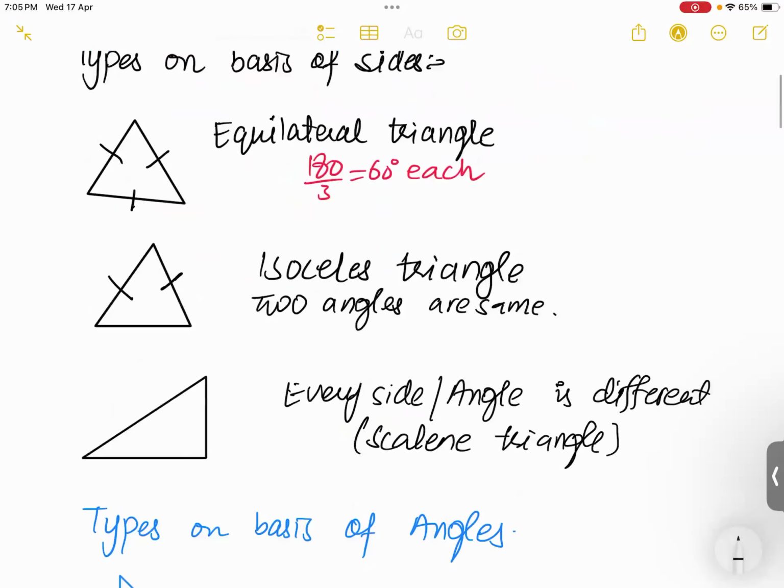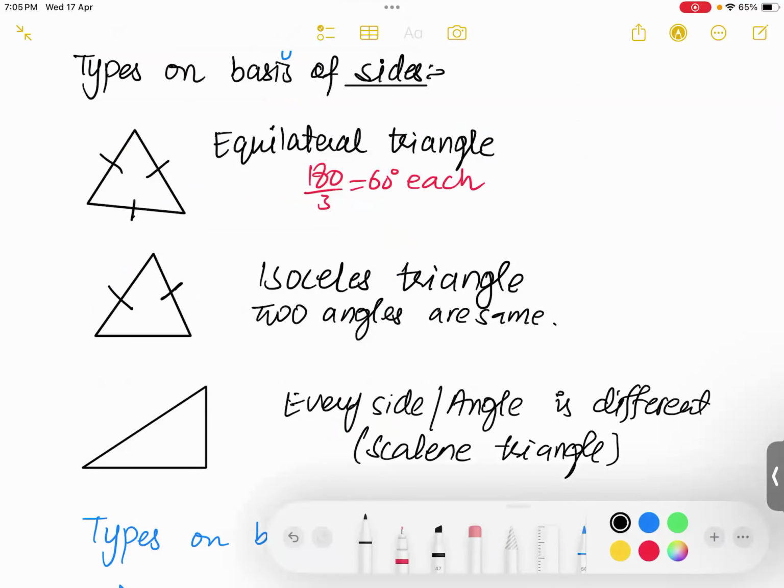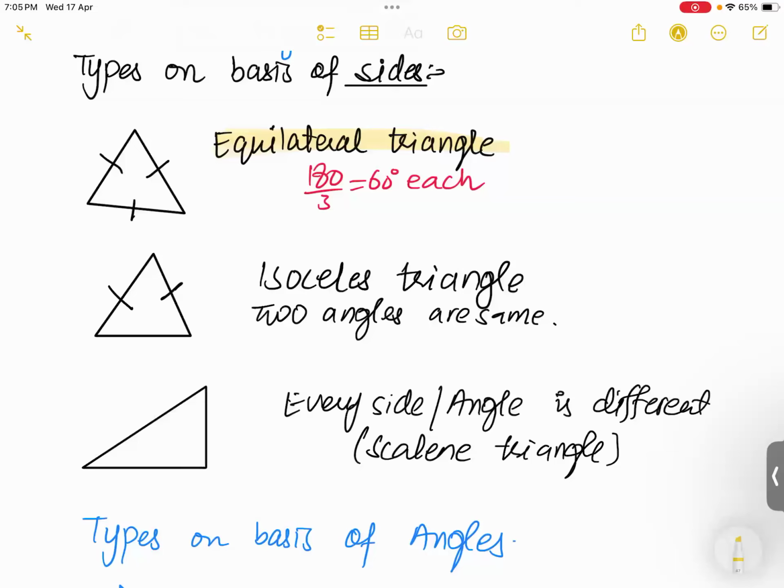Now there are a few types on the basis of sides. When the three sides of the triangle are equal to each other, it means that the triangle is an equilateral triangle. It means that 180 divided by 3, every angle would be 60 degrees each.